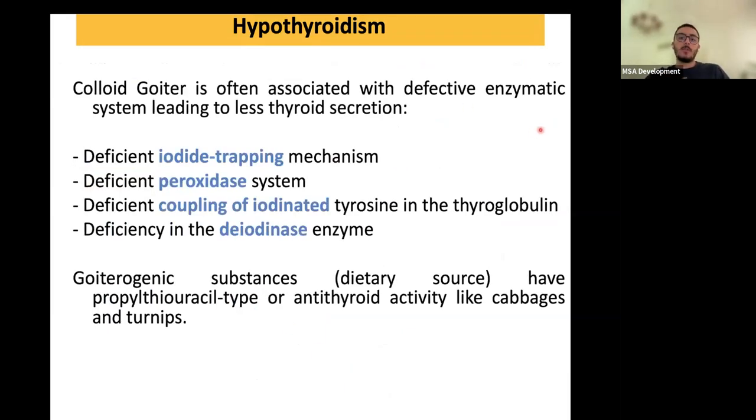Colloid goiter here is often associated with a defective enzymatic system leading to less thyroid secretion. It's either iodide trapping in iodide deficiency or a deficient peroxidase system. This could be the reason behind thyroiditis or the inflammation.